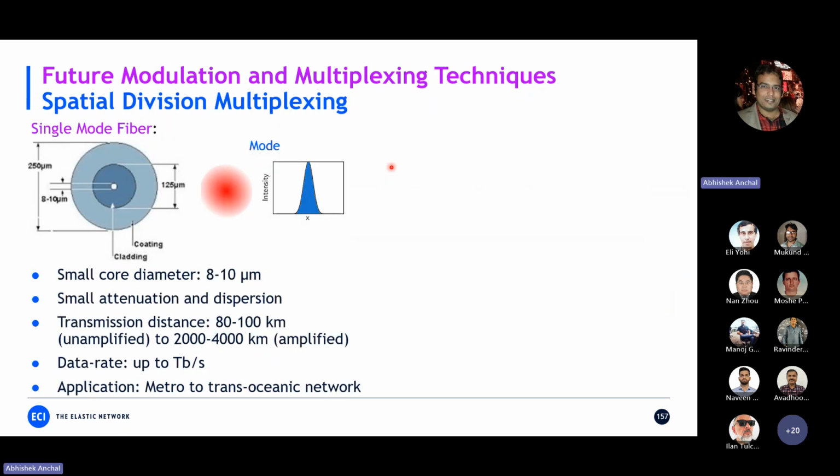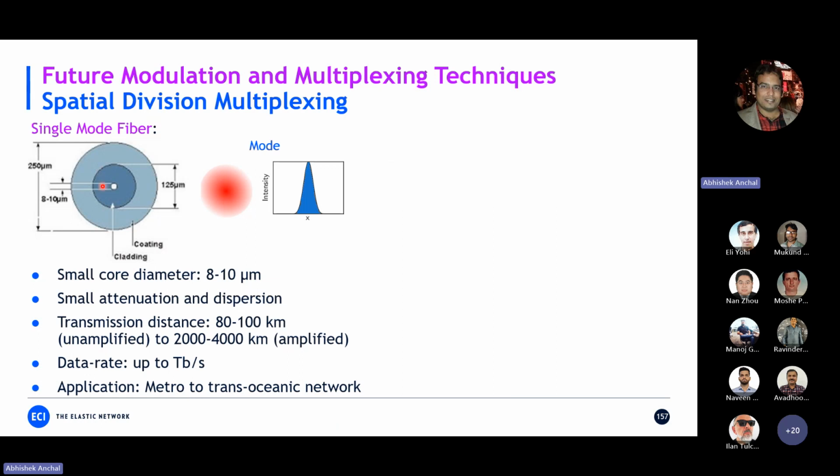This one is interesting: spatial division multiplexing. We don't use it, but recently it has been used for some submarine communication. They have started to use it there at least. It has been used for metro links in data center applications. So I'll go quickly over it. Maybe interesting, but not very useful for current networks.